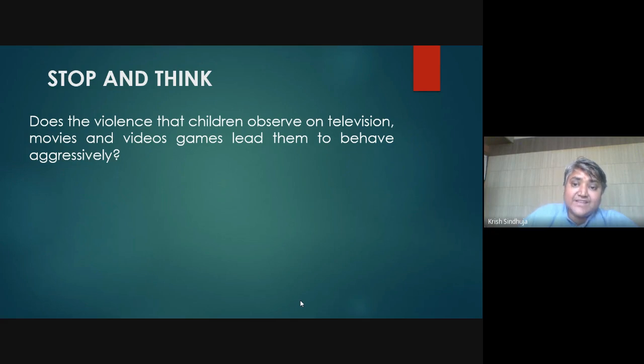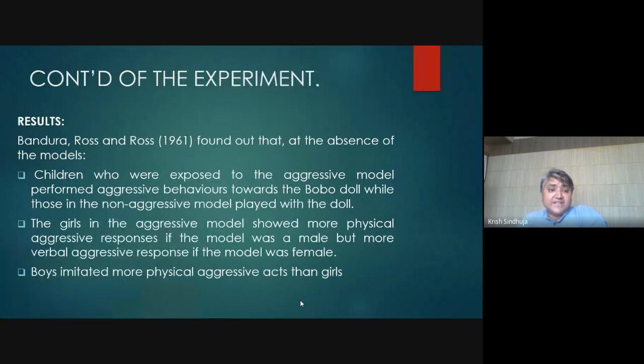Spiritual means thinking beyond self. I don't want to stick to any particular part; that is not religiosity, but the spiritual component is more beyond me, something which is the collective good. Those components have to be given, and that's very important. So the outcome of the Bobo doll experiment: they found that certain children picked up the aggressive actions, leading to aggression. The children who were exposed to the aggressive model performed aggressive behaviors, and the girls in the aggressive model showed more physical aggressive response. If the model was male, more verbal aggressive response was found.